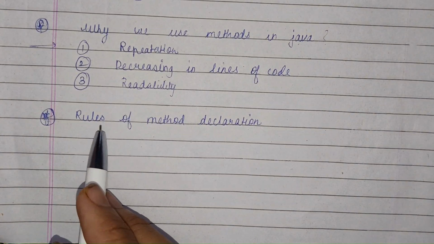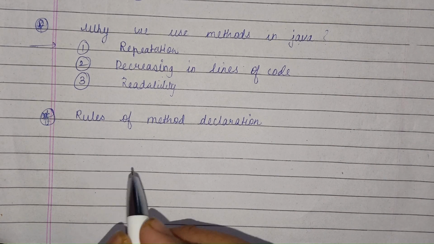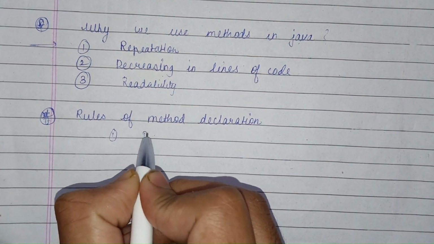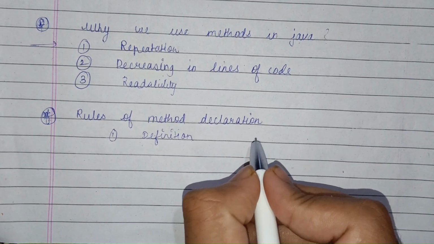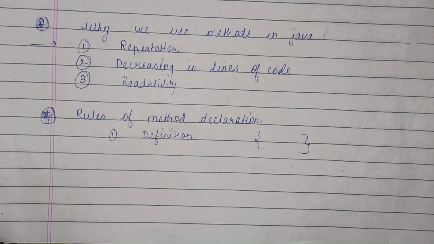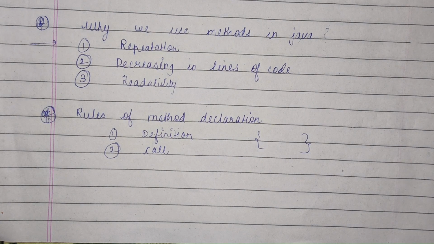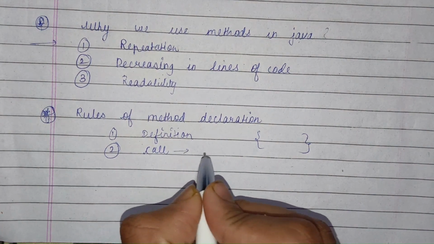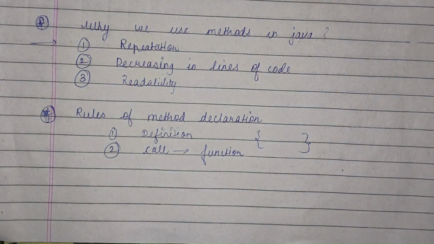So there are certain rules of method declaration. The first rule is to define a function, a block of code, here. After defining the block of code, we have to call that function. If we do not call the function, the block of code will not be executed.